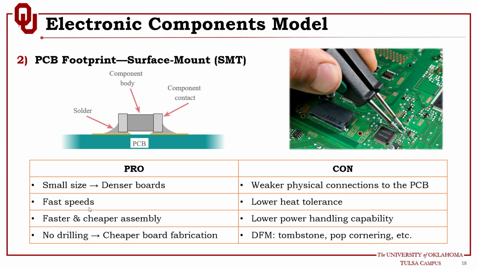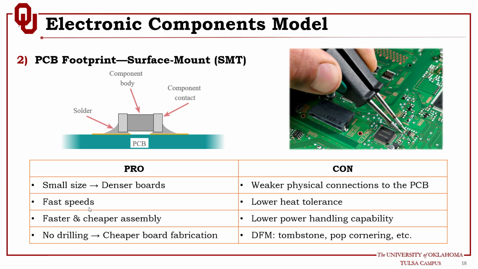Also, when it comes to assembly, now you can use a pick and place machine. The assembly process will be fully automated. The pick and place machine can place up to 100,000 components per hour. Imagine that speed. And you don't have to drill. That means it's cheaper because you have less drilling. Not only that, if you don't have to drill, you have more space to fit components because you don't have holes at all.